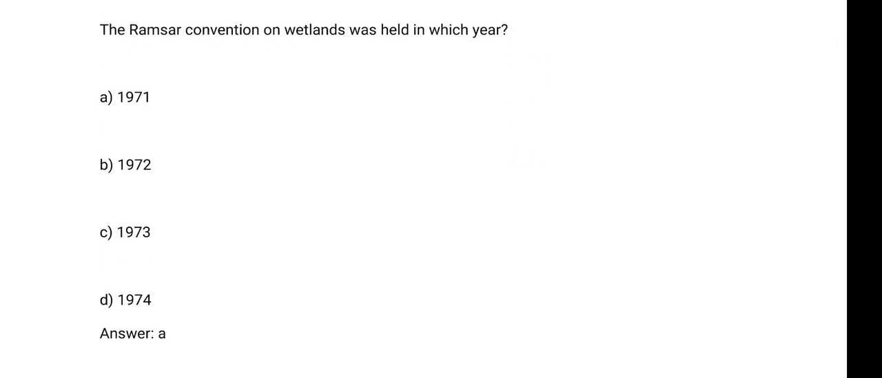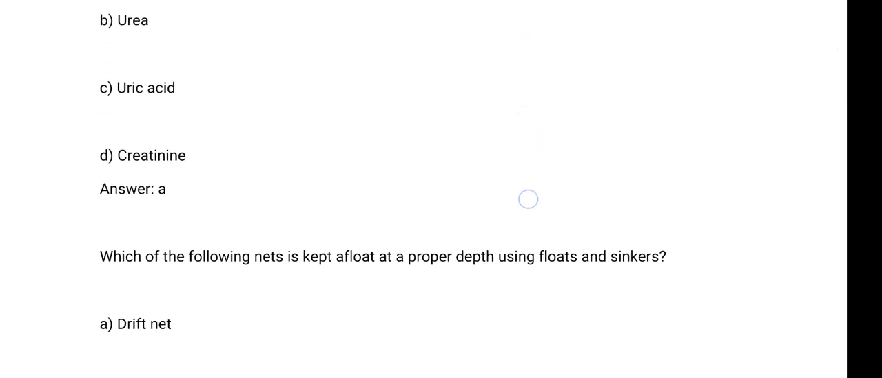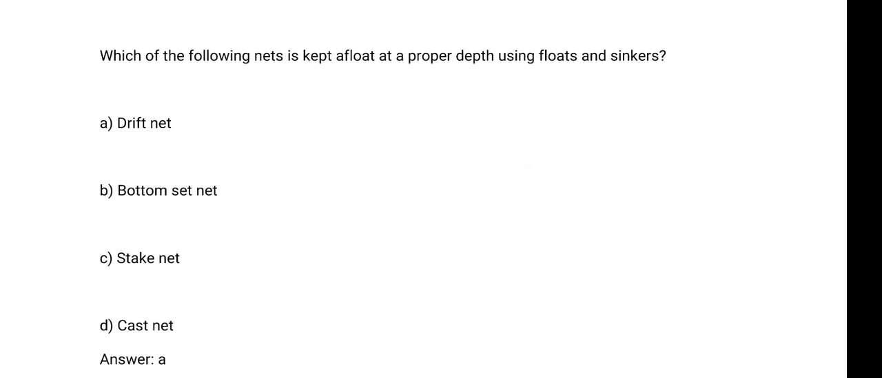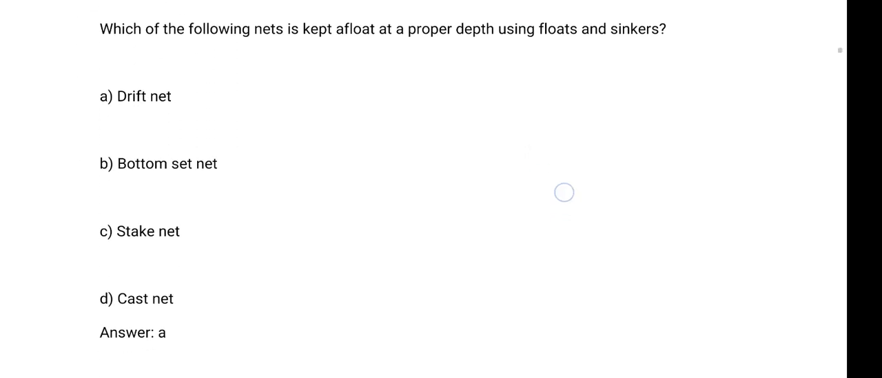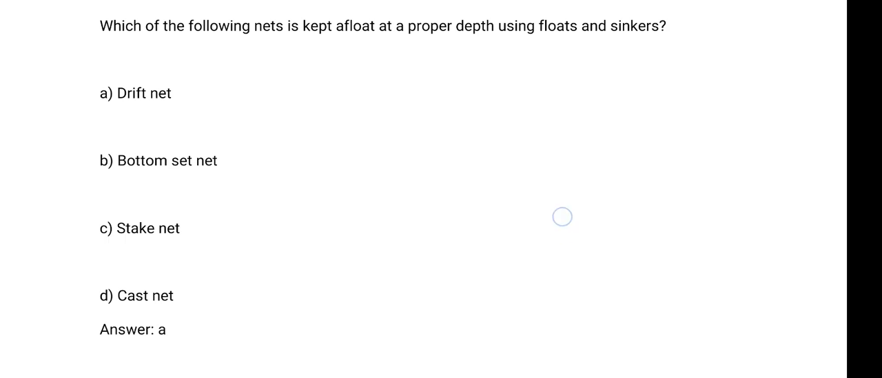Exogenous supplementation we need to do for this vitamin C. The Ramsar Convention on Wetland was held in which year? So the correct answer is 1971. In fish, the main excreted product is, so the correct answer is A, ammonia. Which of the following nets is kept afloat at a proper depth using floats and sinkers? So it is drift net.